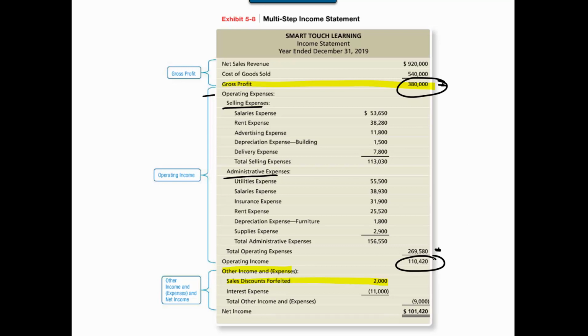Then I've got some other things. This is where that sales discounts forfeited shows up in the other income. And I'm counting interest expense here, so here's the total for the other. The expenses have parentheses. And so my total net income is $101,420. But my operating income, so how my business is doing, is $110,420. So we need to get to the bottom line, the net income, but I need these stops over here so I can see really what's going on and be informed and make the best decisions.